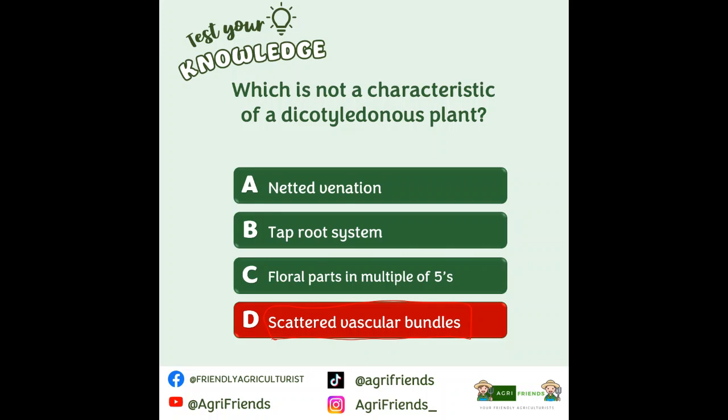So, other characteristics of a monocotyledonous plant: they have parallel venation, their flower parts are in threes, and they have a fibrous root system. Also, one cotyledon, while dicot, di meaning two, so they have two cotyledons.